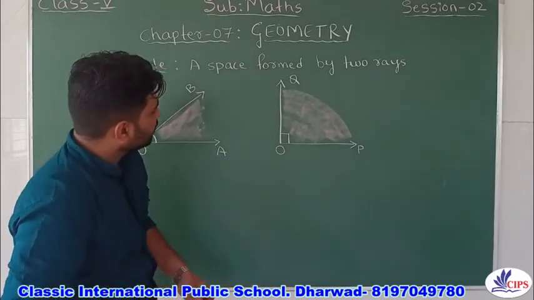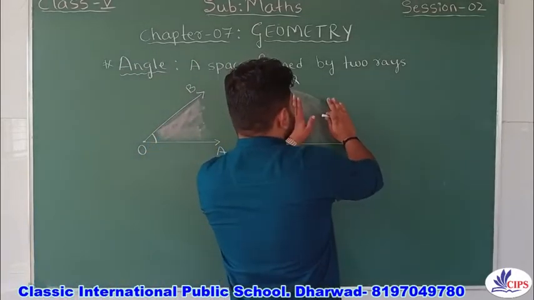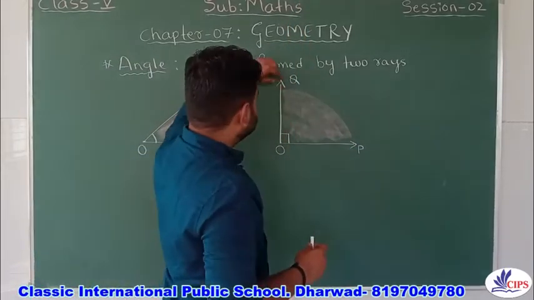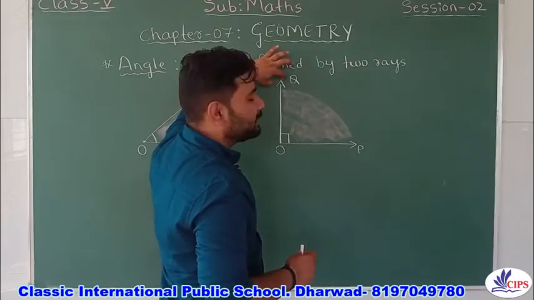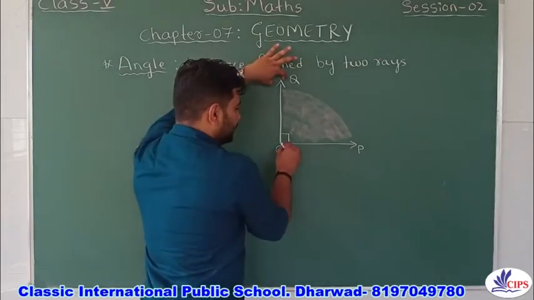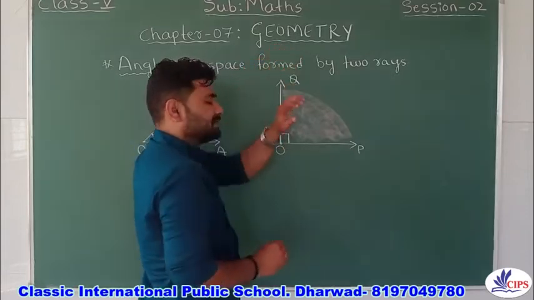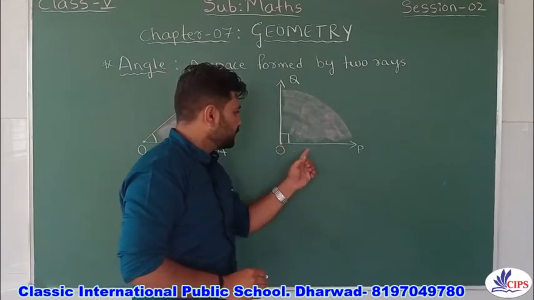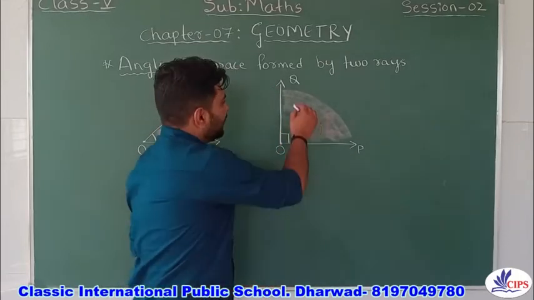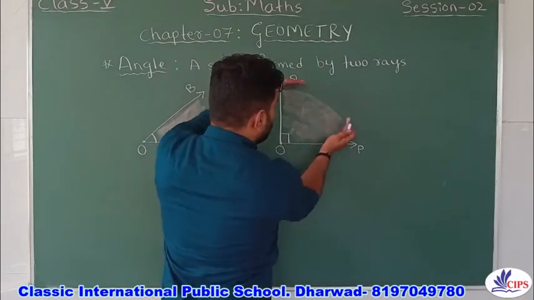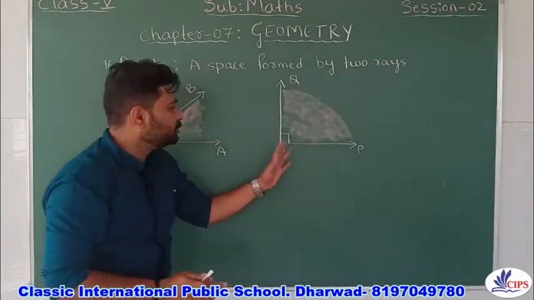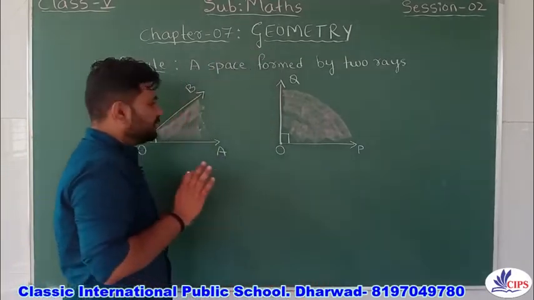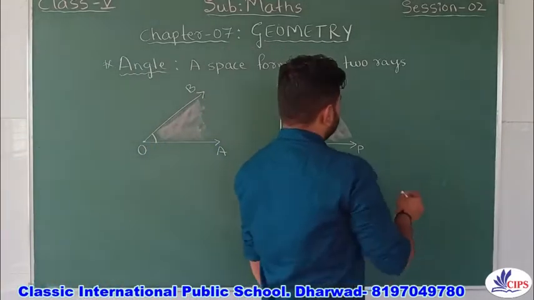Now you may ask, sir, how far is this space going to extend? Don't think in that way. This ray mark indicates that this line ends here. The line or ray started from one vertex and ended somewhere here. Similarly OP. So the whole space formed by these two rays is called an angle. Just remember this, very simple. Even you can think in this way.